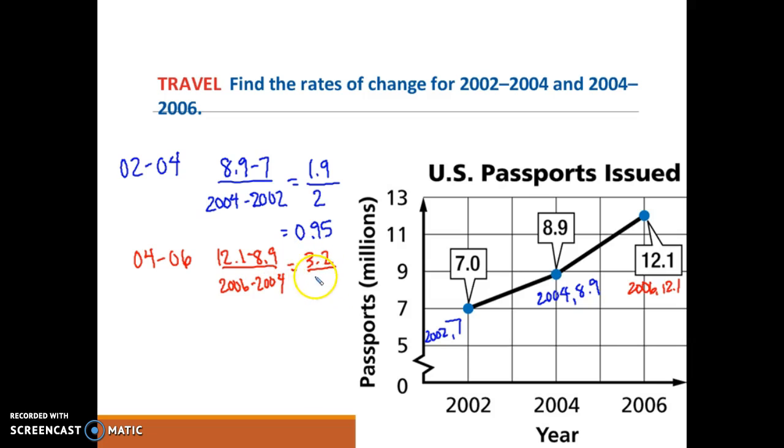And then 0.6 minus 0.4 is 2. And that simplifies to 1.6 is my rate of change. All right, and this is talking about the number of passports over the years.